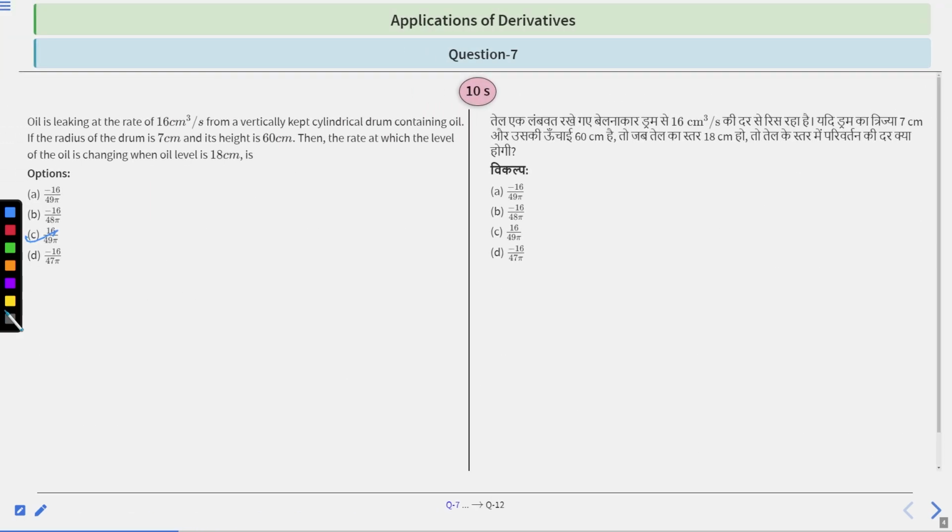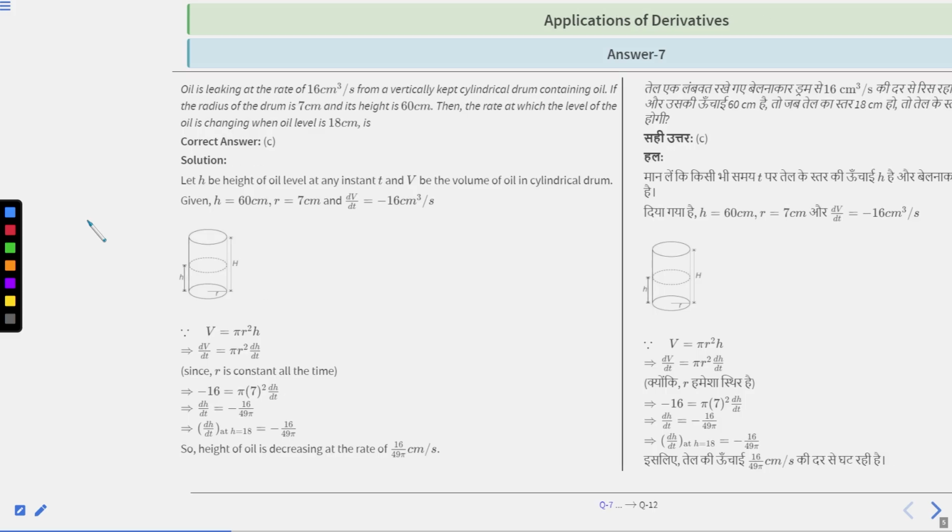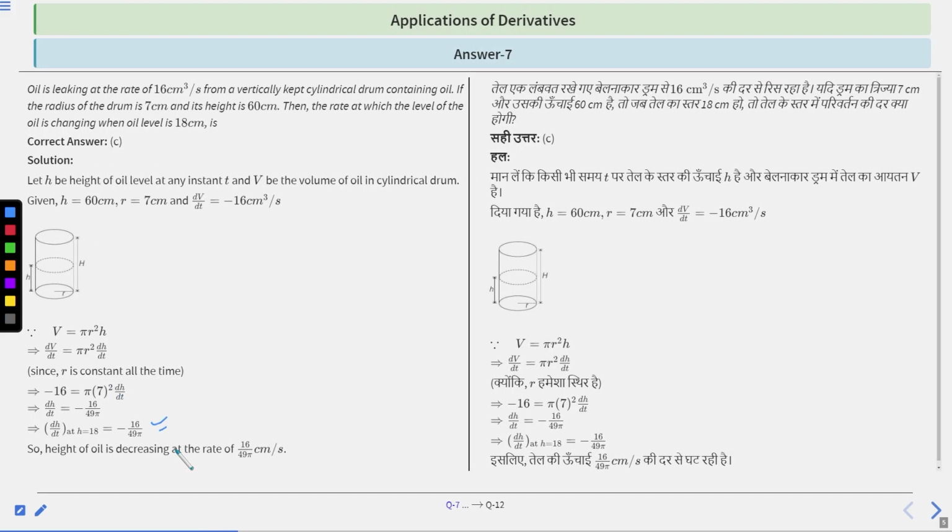If option is minus 16 upon 49 pi, I think option A should be the right one. Because it is decreasing. The rate at which oil is changing when oil level is 18 centimeter, that is minus 16 upon 49 pi, right? Because it is decreasing, right? Minus 16 upon 49 pi. If it is given decreasing at the rate of 16 upon 49 pi, clear? Then option should be 16 upon 49 pi.